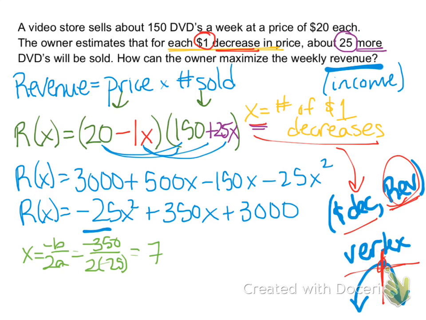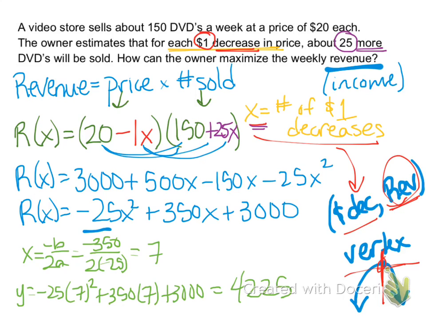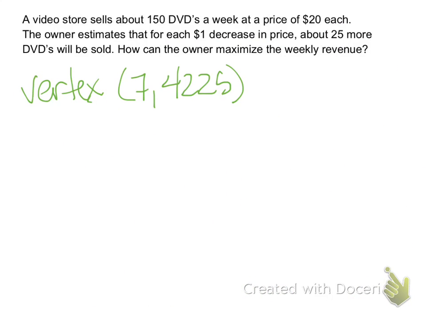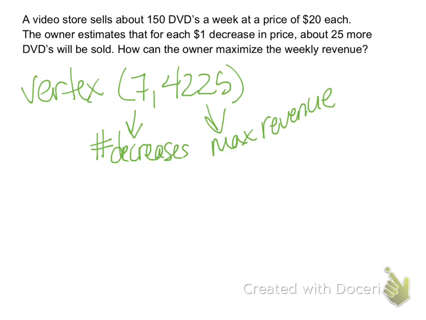So to find out what my maximum revenue would be, my y coordinate, I need to plug that into the function, and I get 4,225. So my vertex is 7, 4,225. But again, what does this mean? How do we interpret this? Well, 7 is the number of $1 decreases, and 4,225 is the maximum revenue.